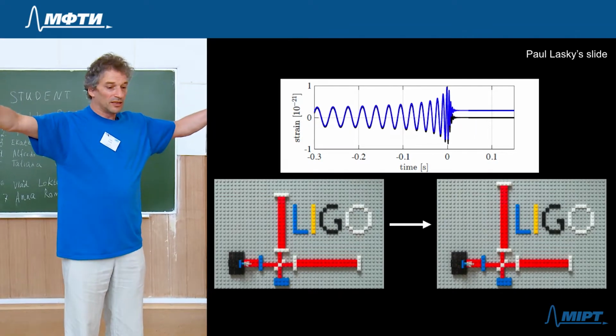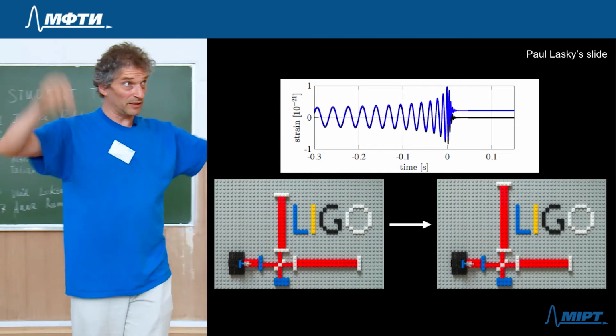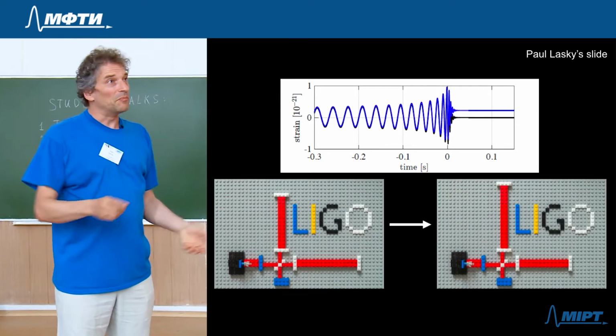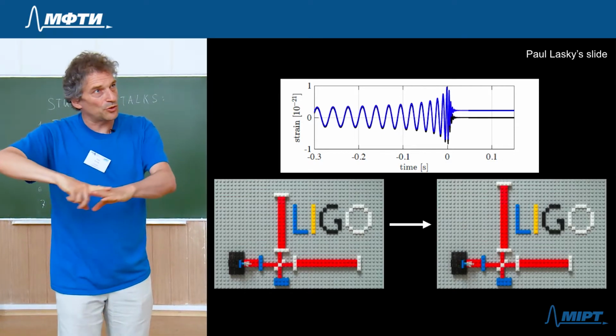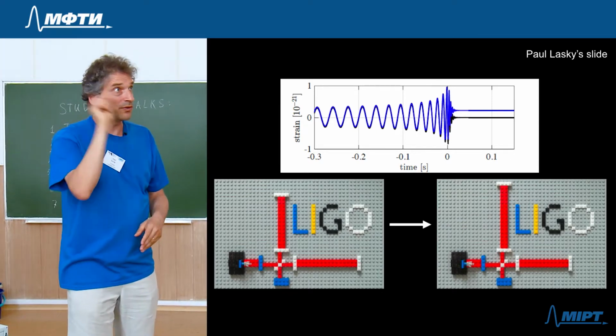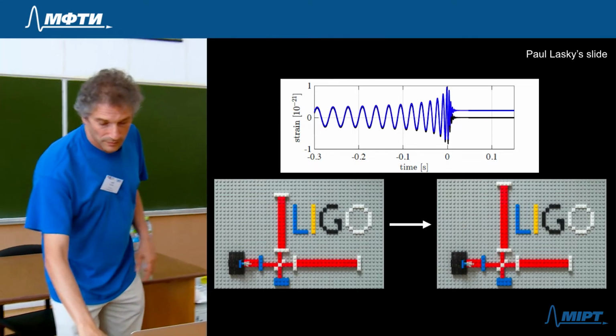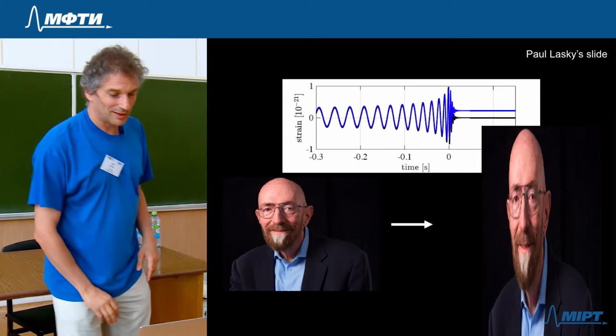Because LIGO is not sensitive to permanent things, right? LIGO is suspended. You have real pendula. But the transition between one distortion and the other distortion has all frequency components, and some of them are within the LIGO band. Okay, and you can detect that. So this is just fun.